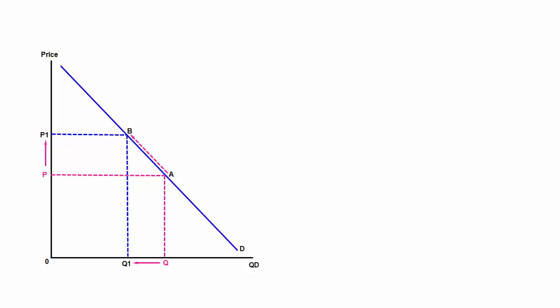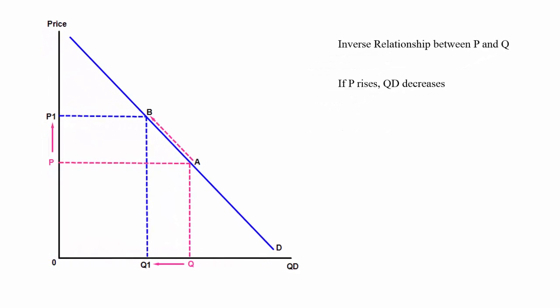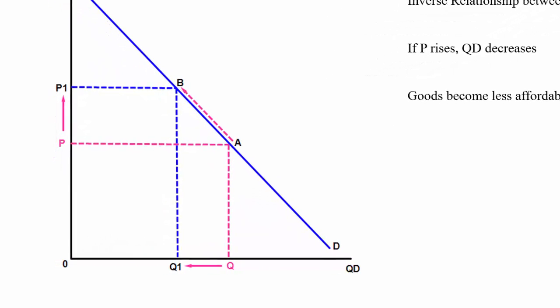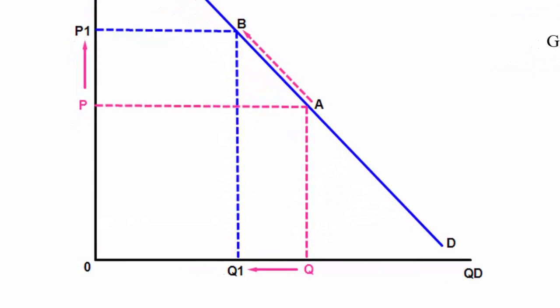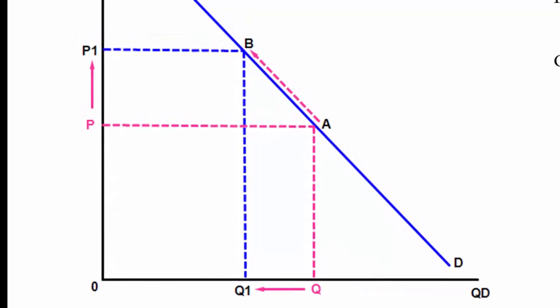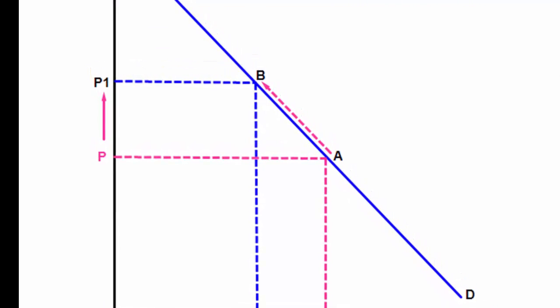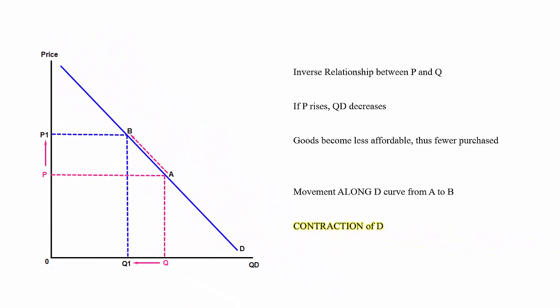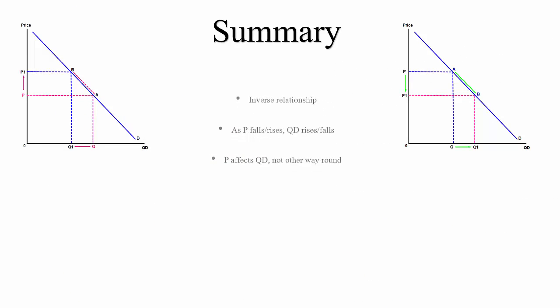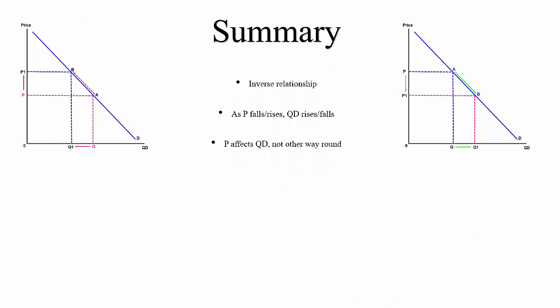If, as on this graph, we start at P and Q and point A, and we increase price to P1, then quantity demanded is going to fall from Q to Q1. As before, assuming all other factors are constant, the reason why quantity demanded for the good will fall is because at a higher price, goods become less affordable, assuming we've got the same amount of income as before, and therefore fewer goods will be purchased, and we lose the amount of demand that is between Q and Q1 for that product. Again, we move along the demand curve from point A to point B, but this time we call that a contraction of demand, i.e. it's getting smaller.